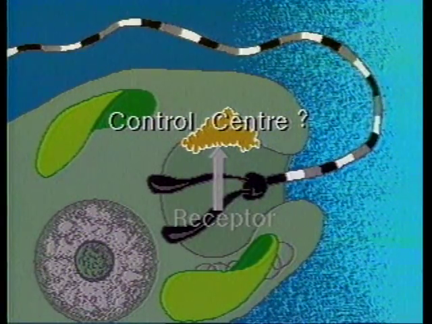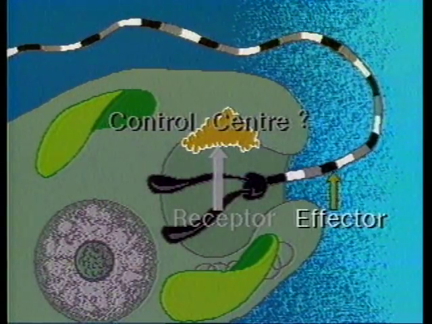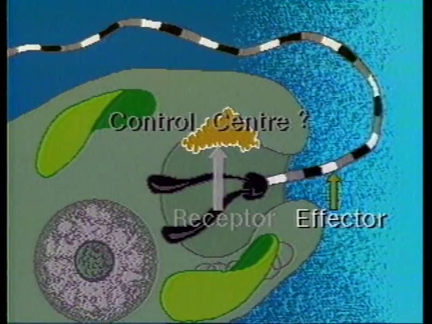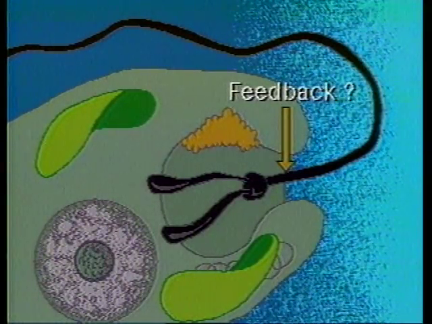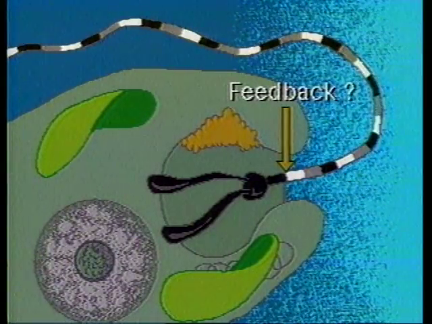The eye spot may send a nerve-like message through the strands of the flagellum. The effector is the flagellum, which acts like a propeller, pulling the Euglena through the water of a pond towards the life-giving light. It's possible that feedback is a nerve-like pulse from the flagellum, allowing its motion to be coordinated.